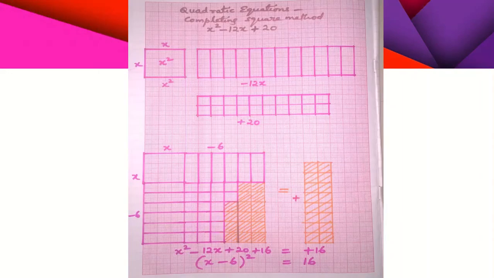Now consider another example. x square minus 12x plus 20. So here again we are considering a square of side x units. So its area will be x into x, x square. Then for 12x we are considering 12 rectangles whose length is 1 unit and breadth is equal to side of the square, that is x units. And then we are considering 20 unit squares.